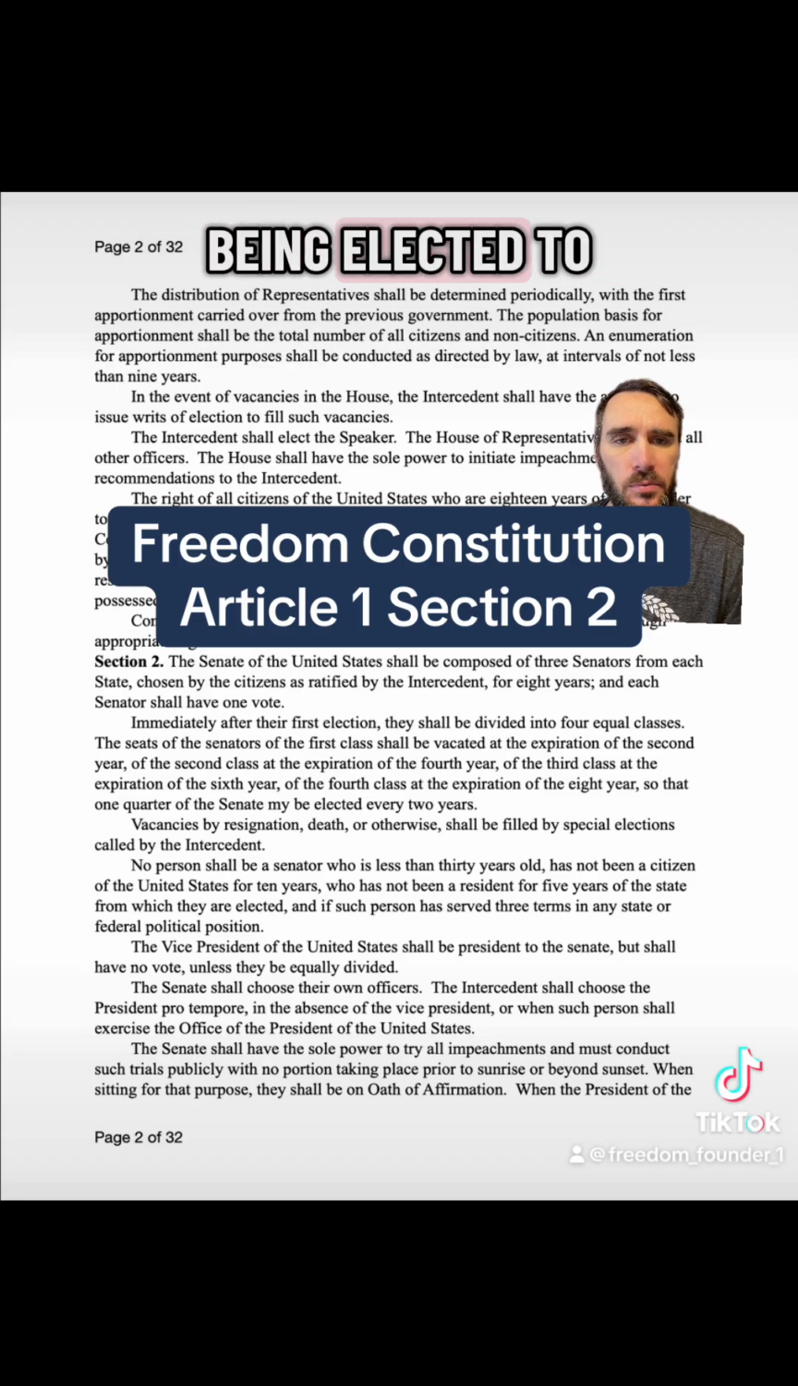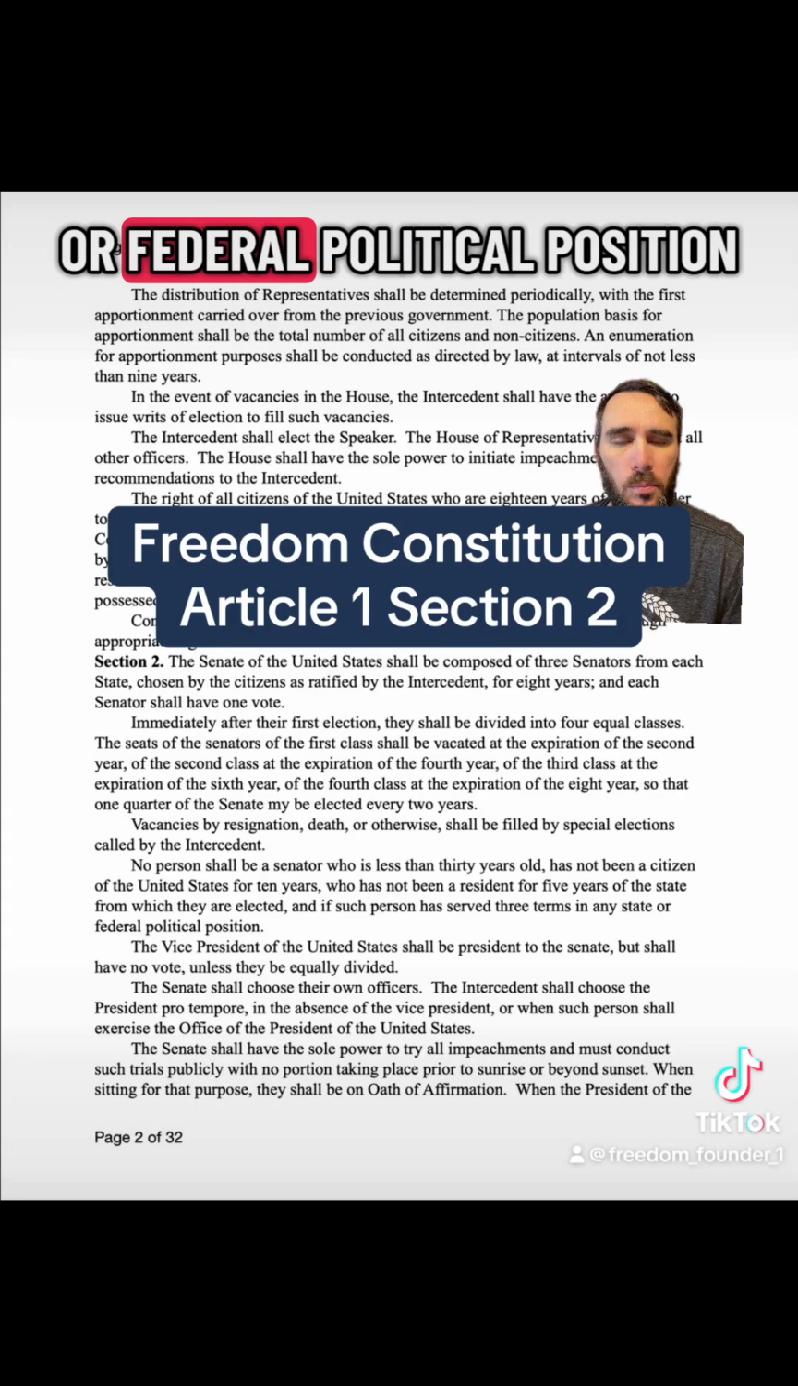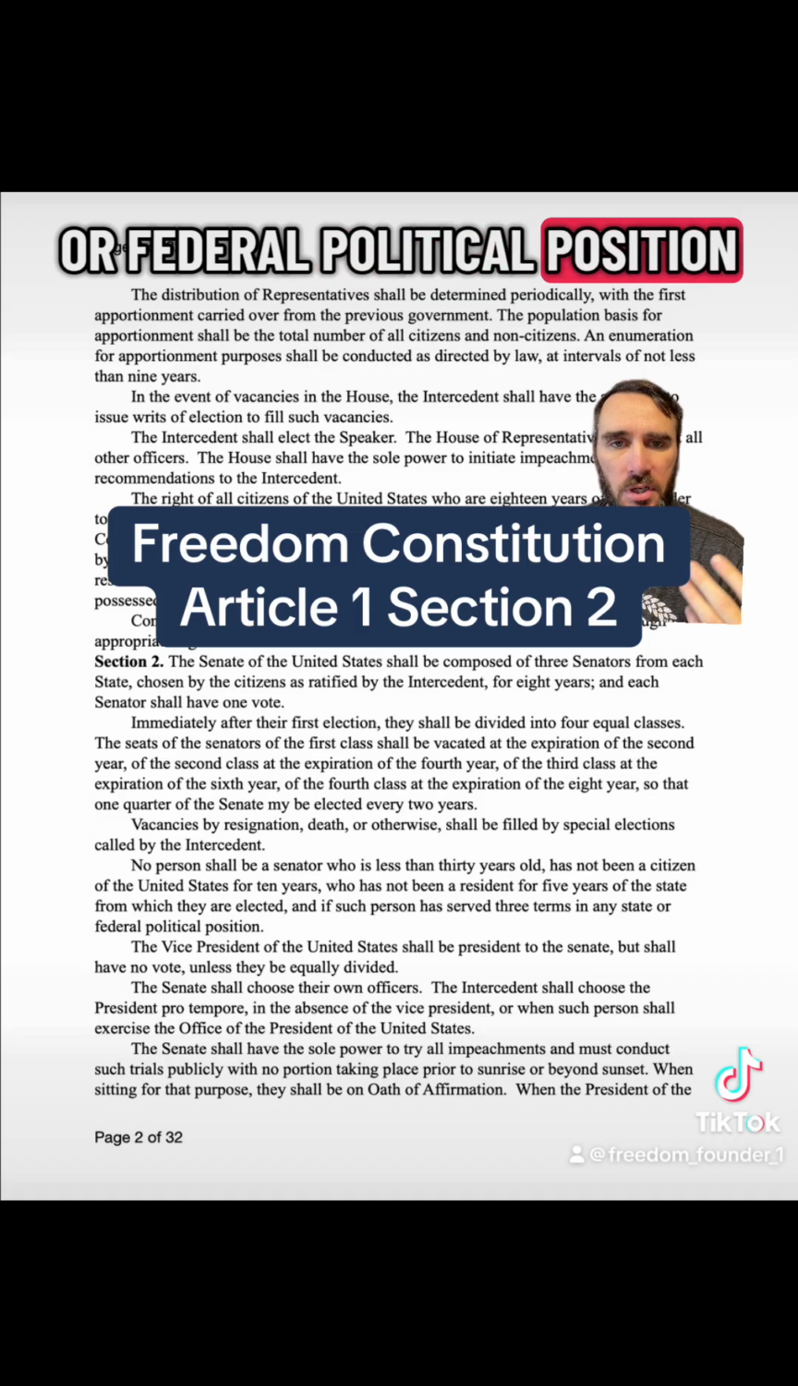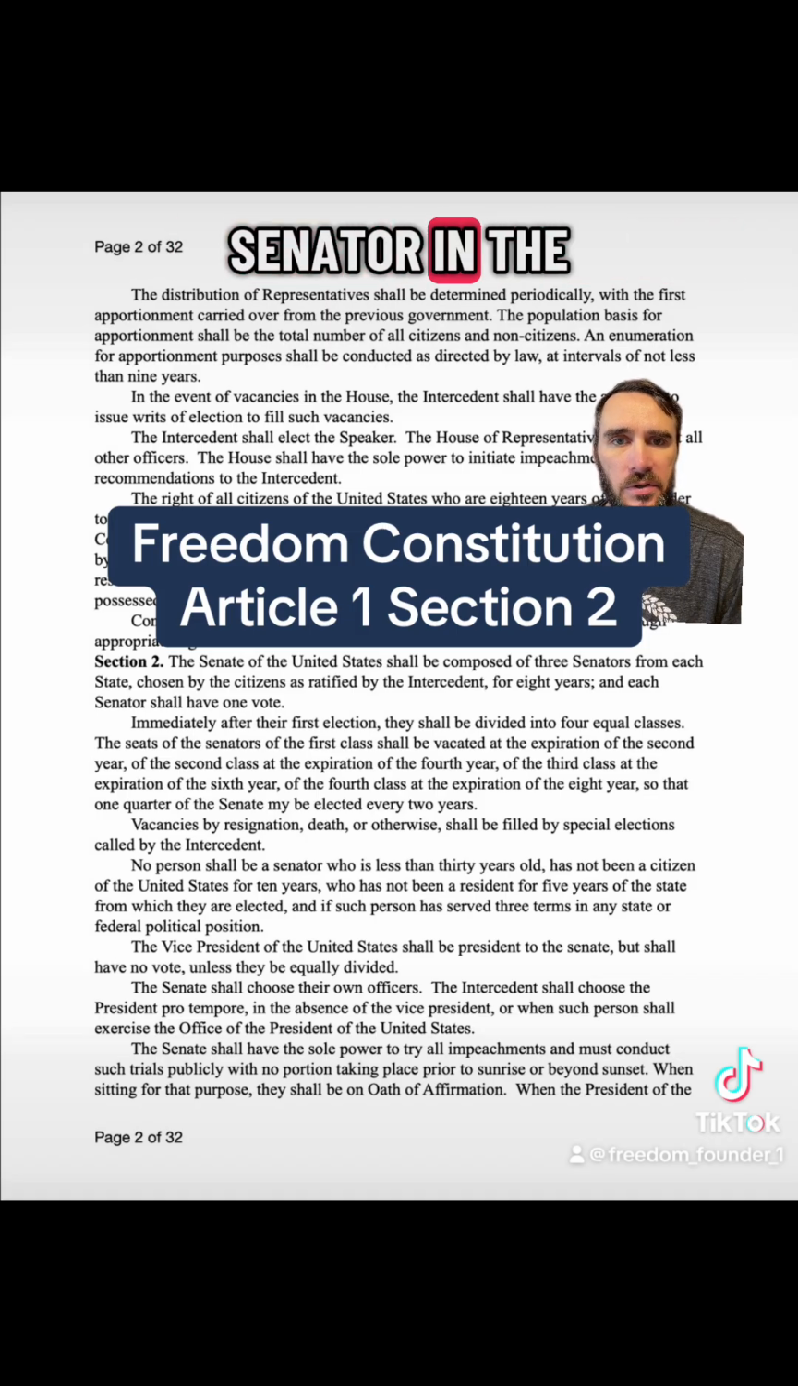So say you're being elected to represent Kentucky, that means you have to live in Kentucky for 5 years before you can run for the office of Senator of Kentucky. And then finally, it says that you cannot have had 3 terms in any state or federal political position. So if you served 3 terms in any state or federal political position, you're not eligible to become a senator in the United States Senate. So even though we've extended the timeline to 8 years instead of 6 years to be a senator, you still have very strong term limits.